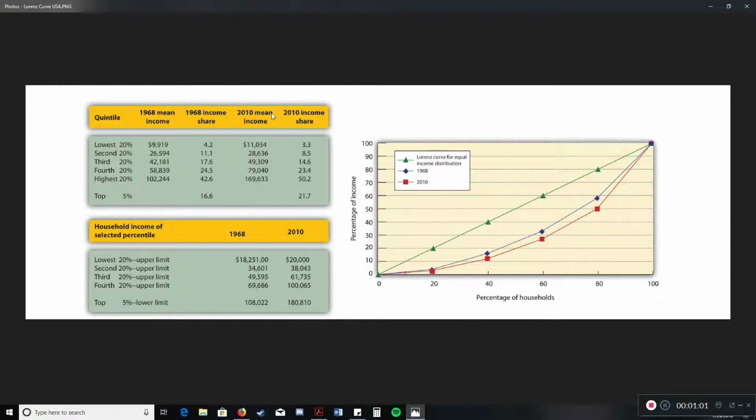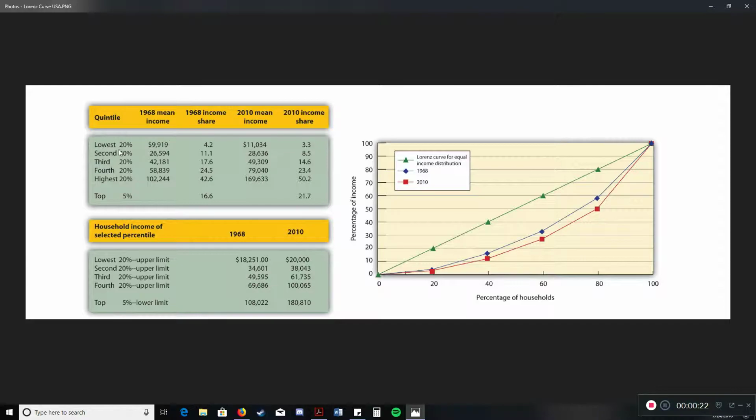The graph on the screen is an example of a Lorenz curve for the United States in 1968 and in 2010. This will be the first graph that I cover in this video, and I will be using the information from the left for both 1968 and 2010 to explain the graph on the right. As you can tell from the key here, the blue line represents income inequality in the U.S. in 1968, and the red line represents income inequality during 2010. As you can tell, the red line stretches out farther, so income inequality has gotten worse in the U.S. over the years.